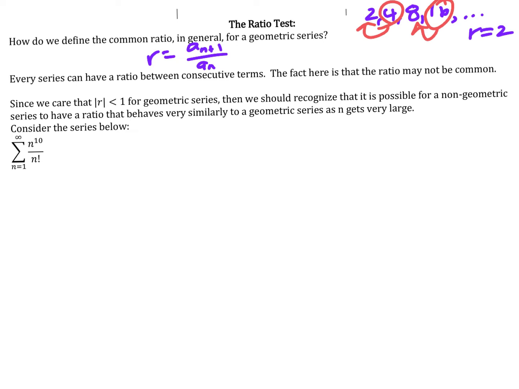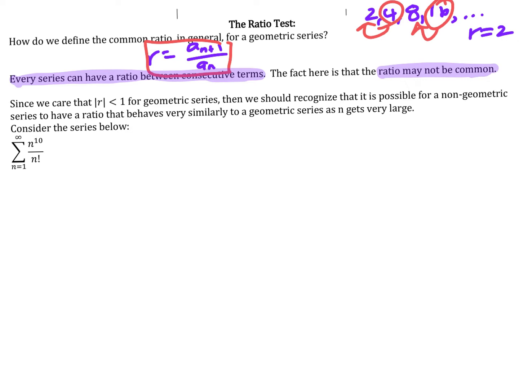Now, every series can have this type of relationship between their terms. Every series can be discussed as having a ratio. The difference here is that a geometric series has a common ratio, and what we're discussing here is that that ratio may not be common. So every series can have a ratio between consecutive terms. That ratio may not always be common. If that ratio is common, then it's geometric. If it's not, doesn't it seem like there should be a way that we could still use the behavior of that ratio to come to some conclusions?